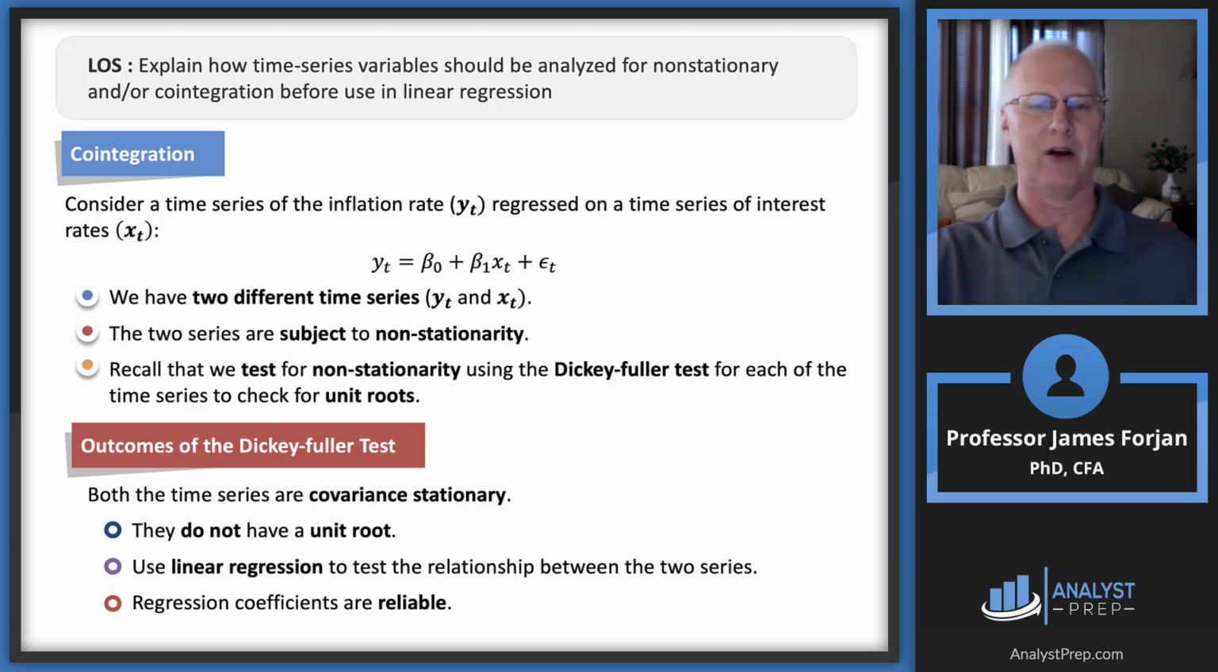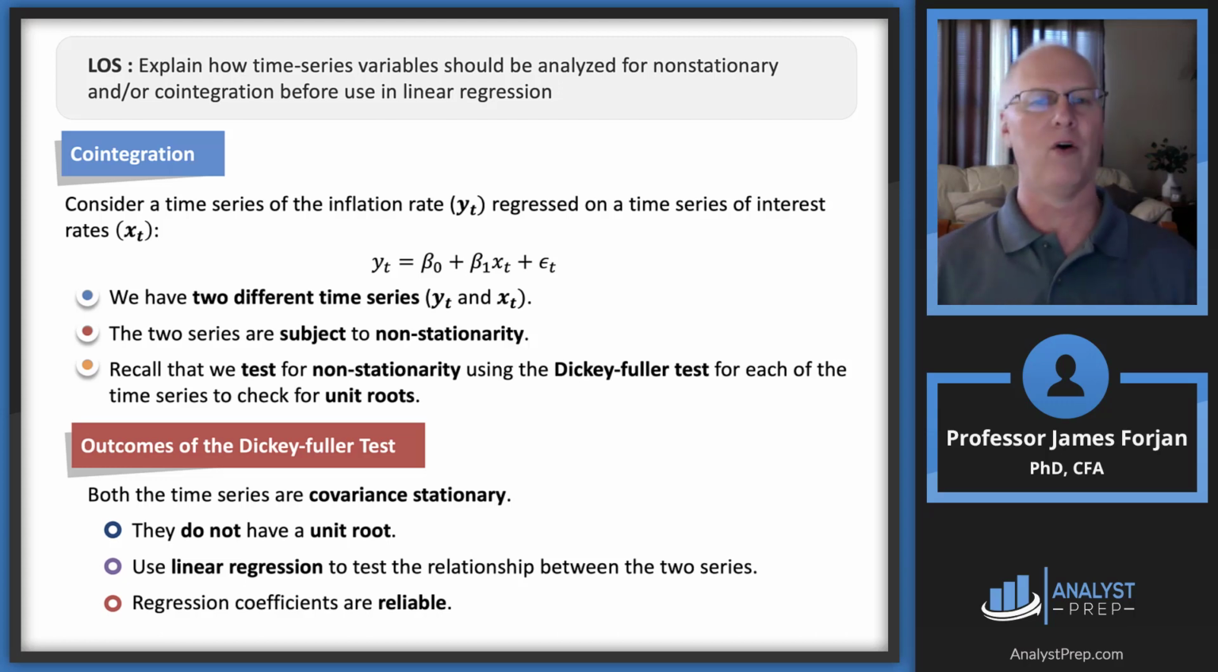All right, so here are some outcomes. We'll have a couple of them. Both of the time series are covariance stationary, which means they do not have a unit root, which means you can use linear regression to test the relationship, and that means the regression coefficients are reliable, right? So if both time series are covariance stationary, that's super news, right? We can high five each other and say, yes, we have a great model.